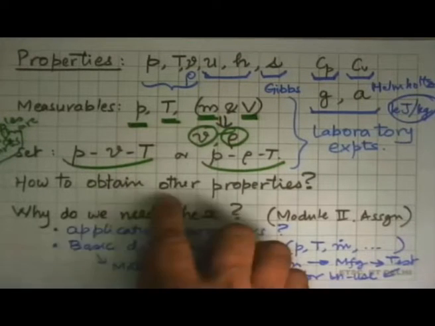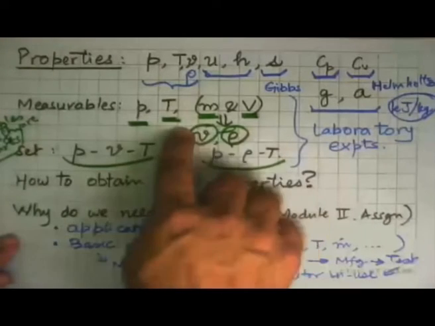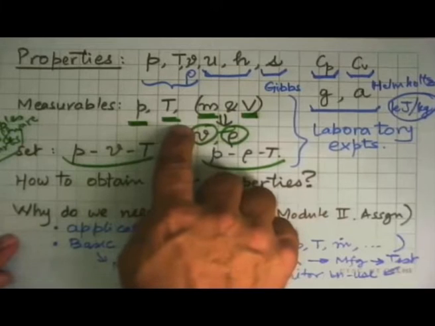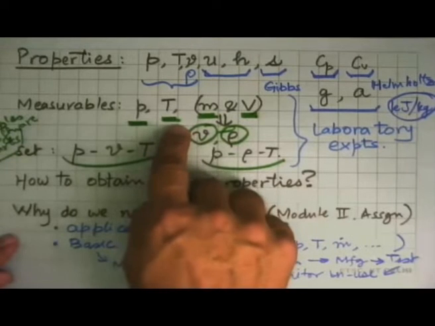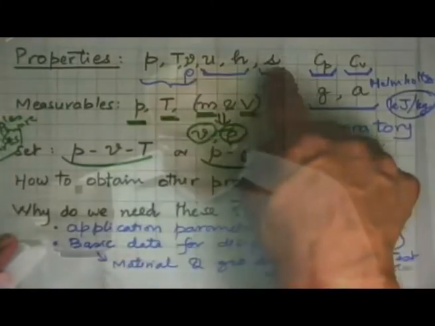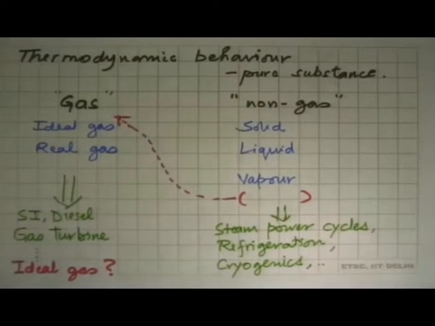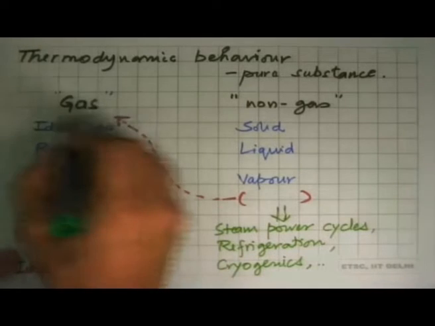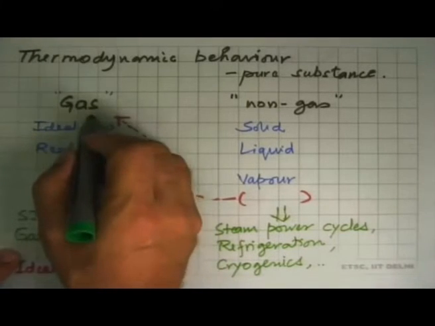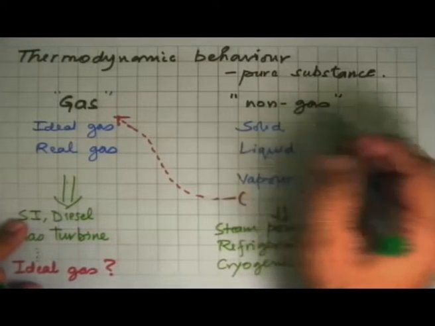Okay, so this is how the whole big plan is: how do we get this data, what do we understand about the behavior of the substance, and from this data how can we get these properties. Okay, so now we come to asking what is the thermodynamic behavior of a pure substance. And broadly we can say that substances behave either as a gas or what I've put in quotes as a non-gas or not a gas.